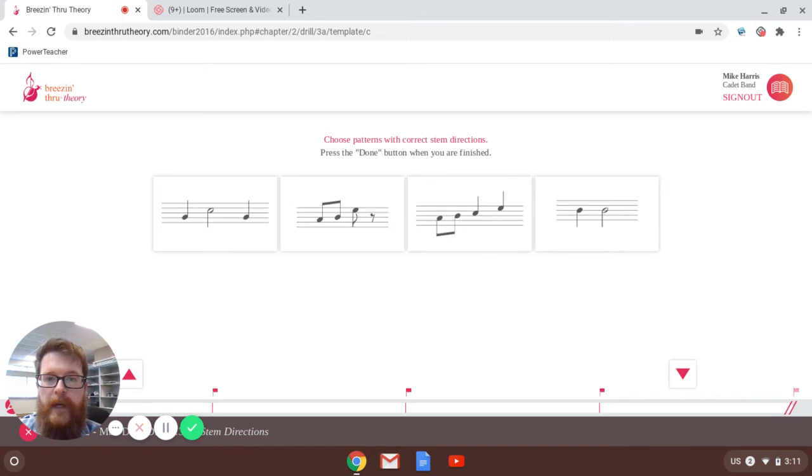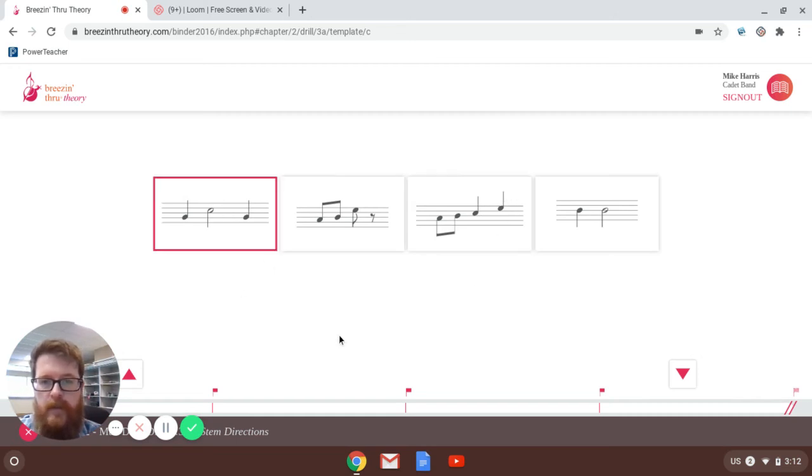If you scroll down a little bit to the bottom, you can find our 2-3A mad dash drill stem directions living right here. The majority of this drill will simply ask you to choose the pattern with the correct stem directions. So you want to think of a couple of the things we learned in the past. Remember, once you hit the third line, the stem should change direction.